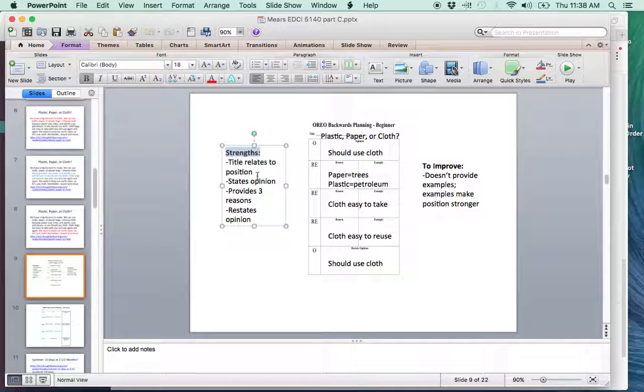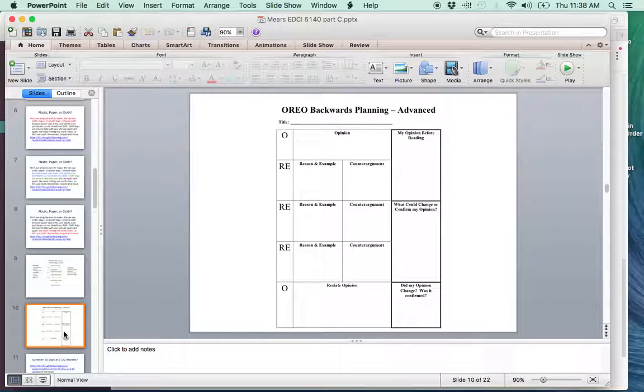This persuasive essay has many strengths. The title relates to the author's position and the topic. The author states their opinion, provides 3 reasons, and then restates their opinion. However, we could make this persuasive essay stronger. It doesn't include any examples, which would make the writing stronger. It also doesn't include something called counter-arguments, which I will show you an example of in just a few minutes.